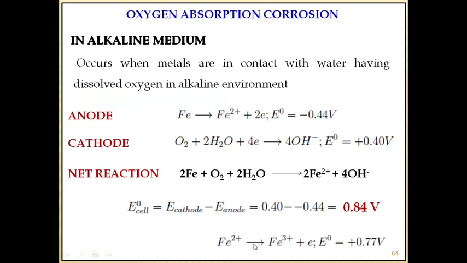Here, if you look at the potential for changing from Fe2+ to Fe3+, it is 0.77. If you compare these two values, it is clear that the value for the iron system is higher, so it will be acting as the cathode. That means Fe2+ won't be acting as the anode, so the formation of Fe3+ is not possible. So pitting corrosion is not occurring in the presence of alkaline medium. Pitting corrosion only happens by oxygen absorption in acidic medium, whereas oxygen absorption in alkaline medium does not result in pitting corrosion.